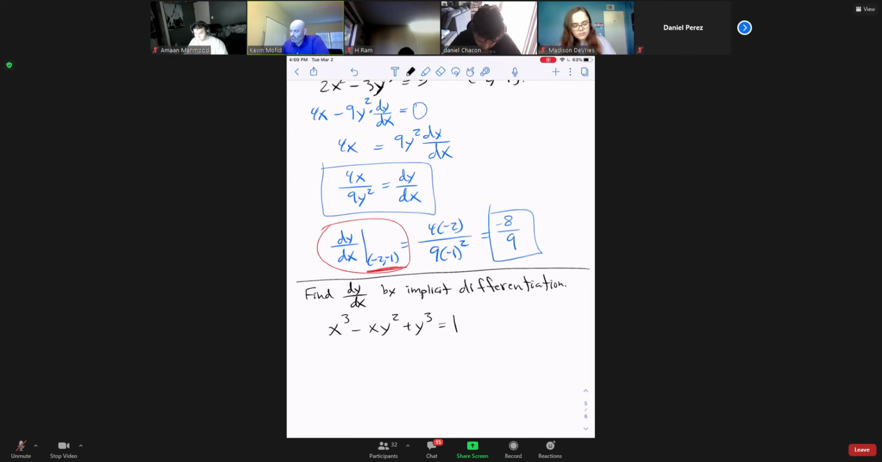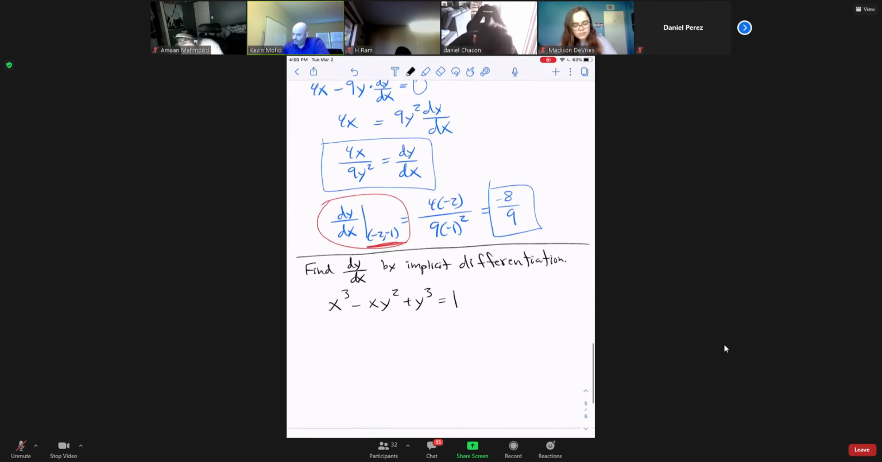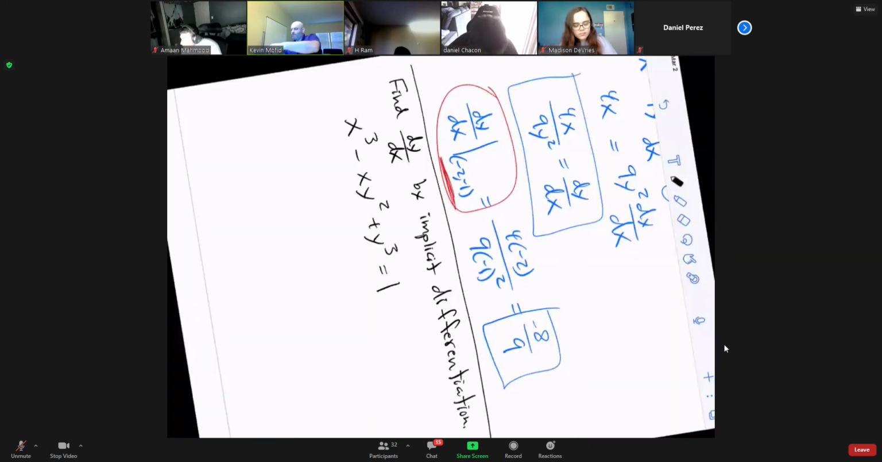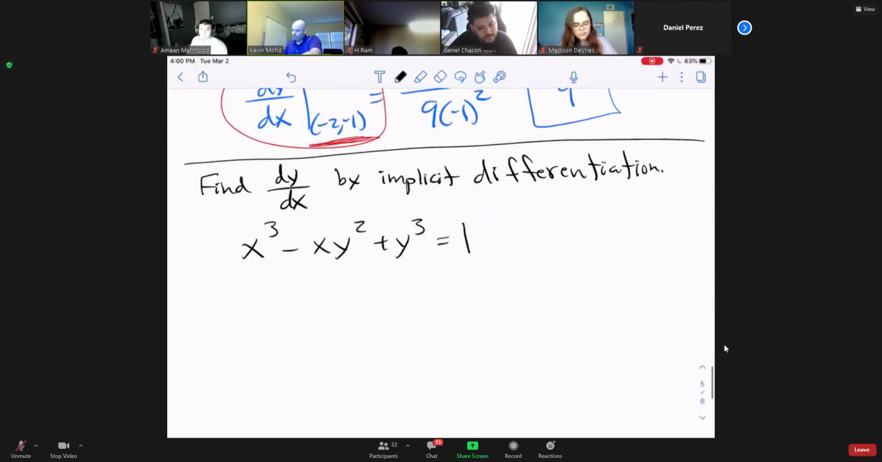All right, find dy over dx by implicit differentiation. And I'm not going to write the directions again. That's going to be the directions for the next couple of questions. So x to the third minus xy squared plus y to the third. You know what? I'm going to turn my iPad around so I can have more room here.